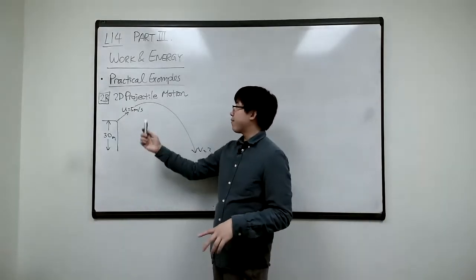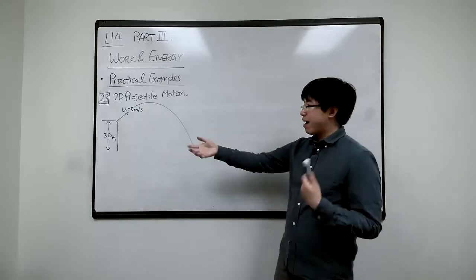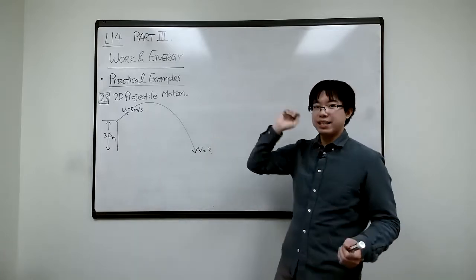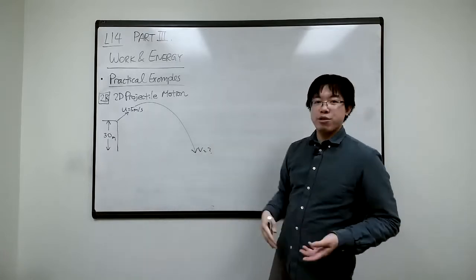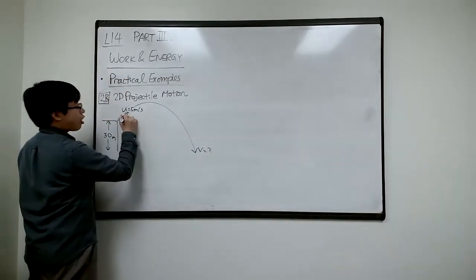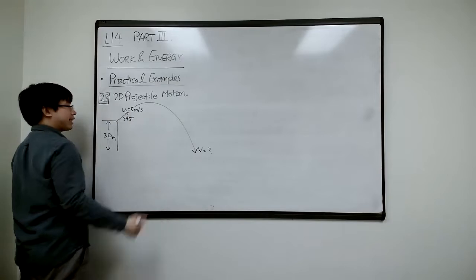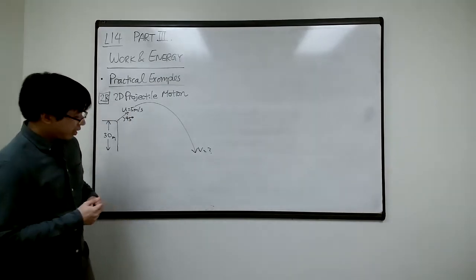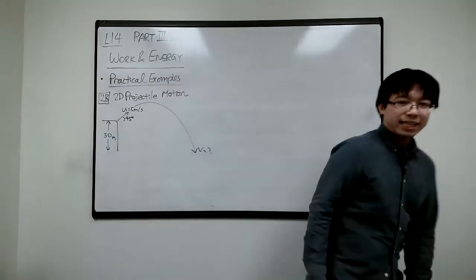And you launch something at 5 meters per second. You get a good sense of 5 meters, 1 second. So that's sort of the realistic thing you can throw. And you shoot at an angle, let's say, of 45 degrees, like this. Okay. And I want to find out the final velocity over here.